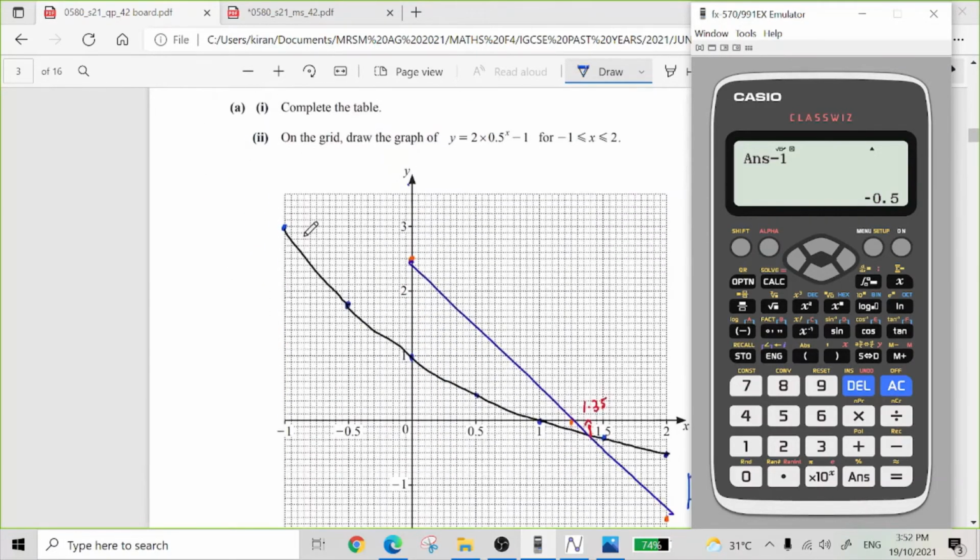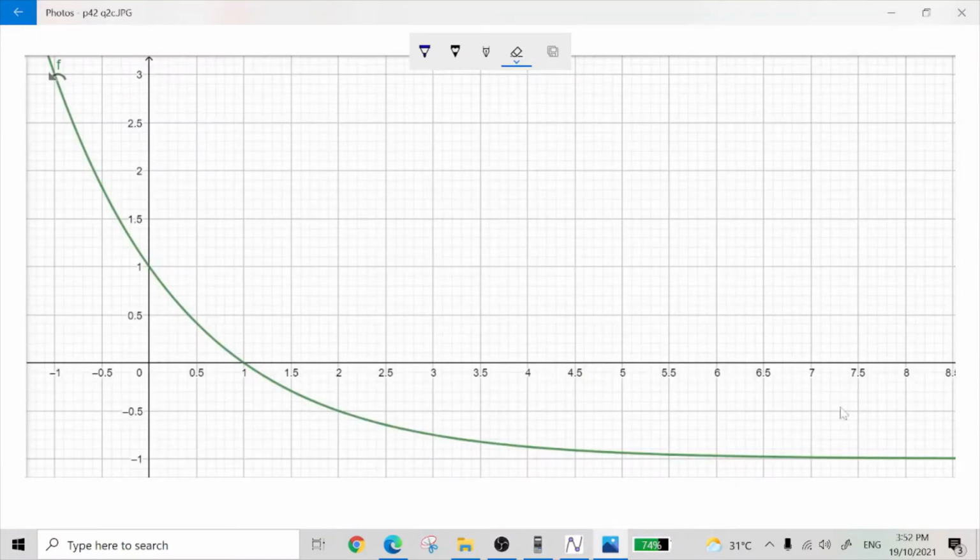Okay, and then we plot the graph. We plot the graph, and then we get this part. This is actually what the graph looks like. I'm using GeoGebra.